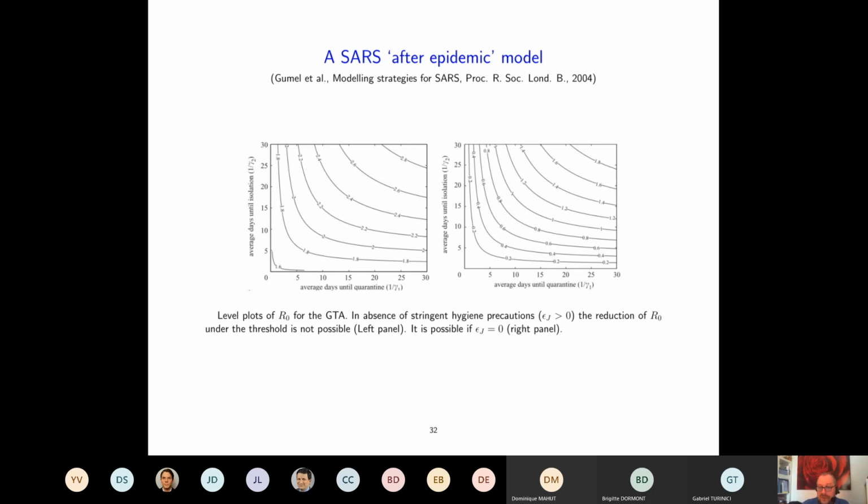However, when the protective measures in the hospitals were obtained, the scenario is quite different, because as you can see here, this is the line corresponding to R0 equal to 1. By considering values of these two parameters, gamma 1 and gamma 2, in this region here, you can reach the target.